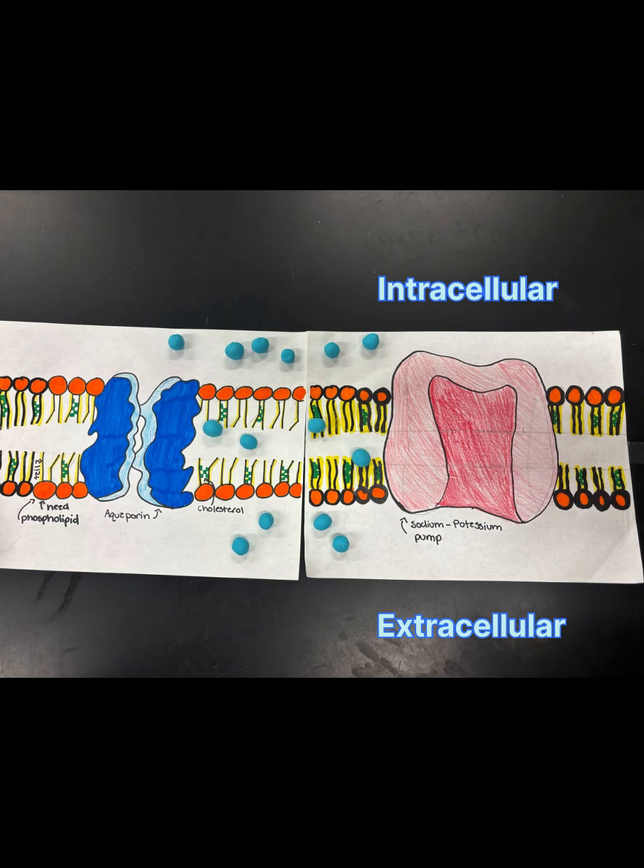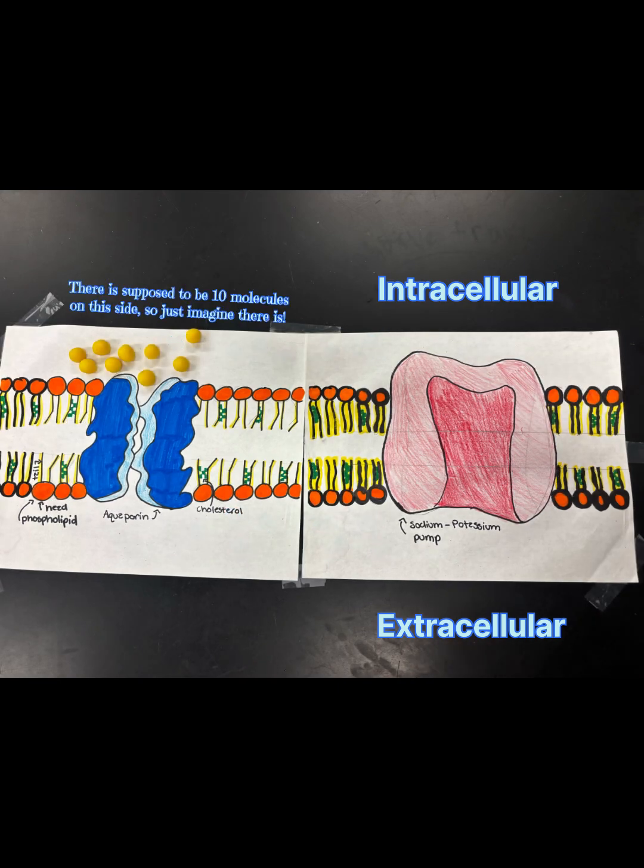Simple diffusion is a type of passive transport, which means that there is no ATP being used during this process. Simple diffusion with oxygen in the cell is important because it is needed for cellular respiration.